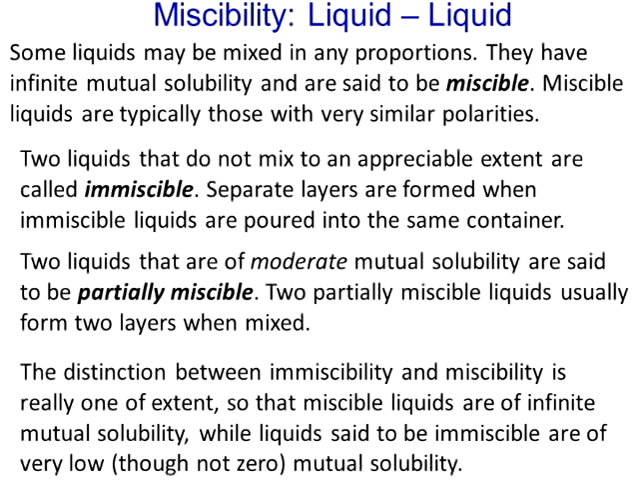So the distinction between immiscible and miscible is really one of extent. Miscible liquids are infinitely soluble, while liquids that are said to be immiscible are only slightly soluble. In other words, if they dissolve in each other a lot, then they're said to be highly miscible. If they don't dissolve in each other a lot, they're said to be slightly miscible or partially miscible, or in some cases, immiscible. So that's the concept of miscible liquids. They're either miscible, immiscible, or partially miscible.